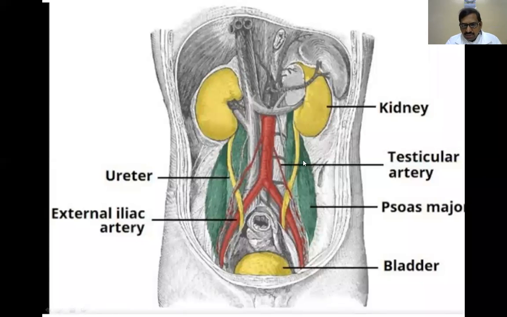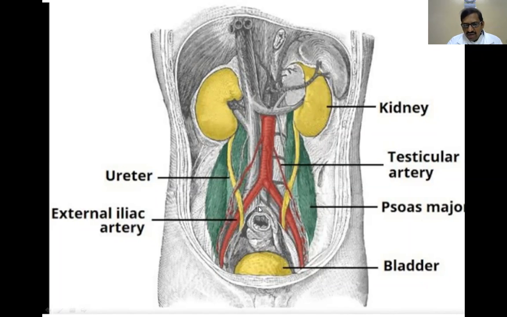Okay. Next, fascia, which is covering the psoas major muscle. And anteriorly, behind this, there is the genitofemoral nerve. The genitofemoral nerve also passes behind this abdominal part of the ureter.